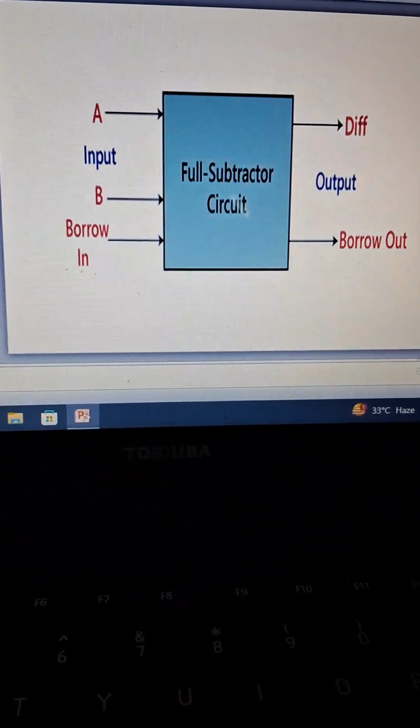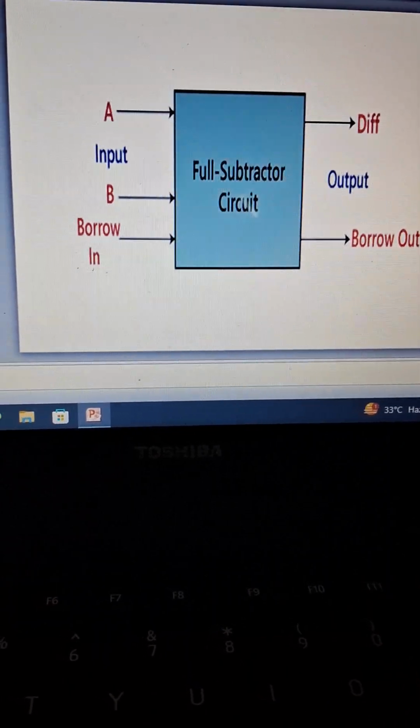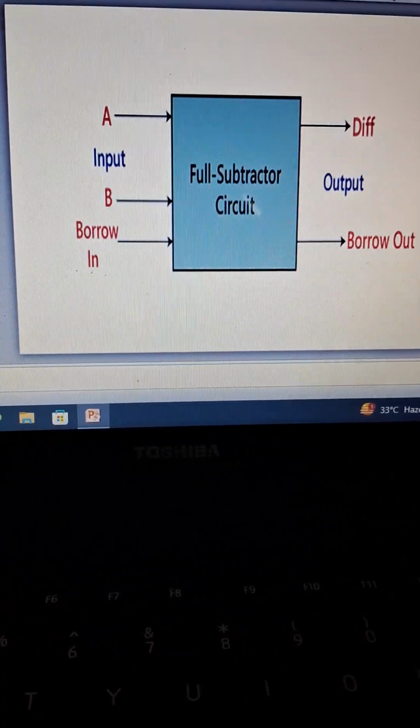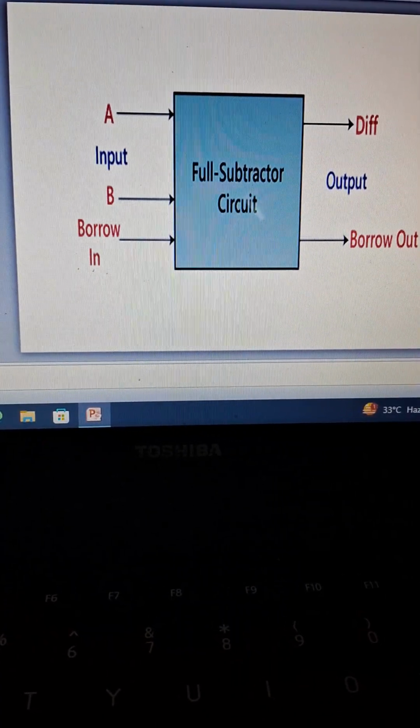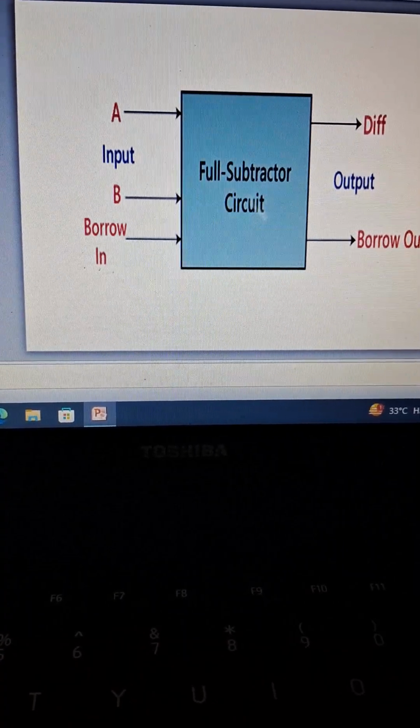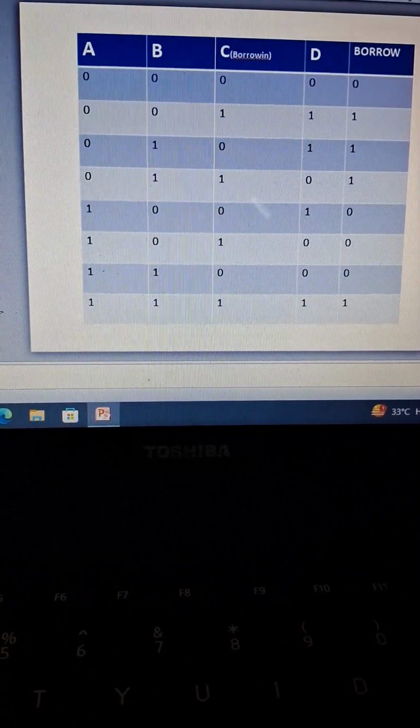In this case, there are two inputs A and B, one borrow in, and the difference is calculated, and whether a borrow output is generated, that is displayed with the help of borrow output. Now let's consider the truth table. Now this is the truth table.